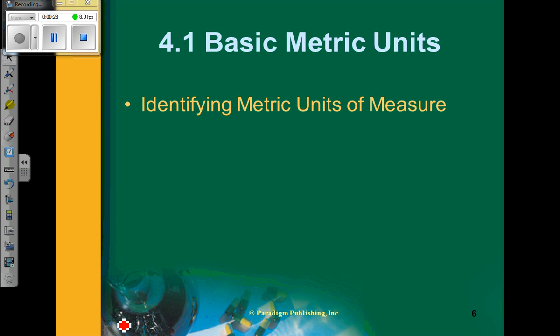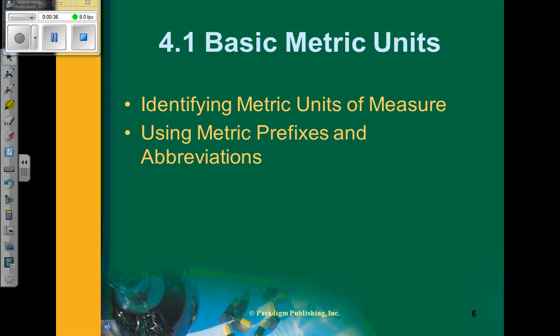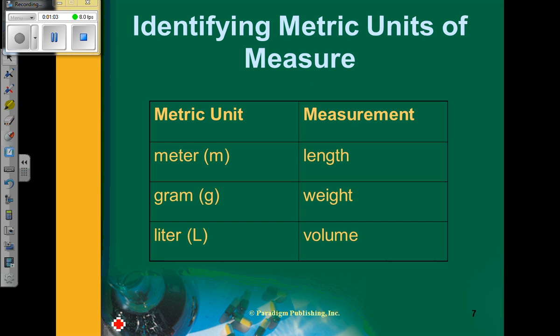But we're going to start at section 4.1, so identifying, of course, the metric units of measure, using metric prefixes and abbreviations. So the metric units of measure that we're going to go over are going to be your three basic ones, which is going to be meter, gram, and liter. So those are the three that we'll talk about mostly in pharmacy calculations.